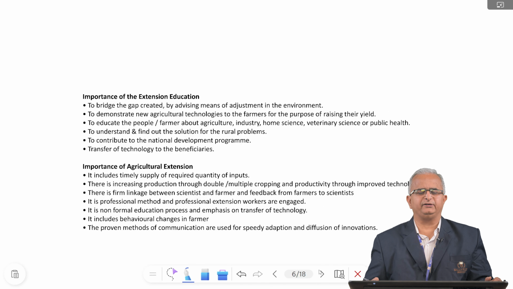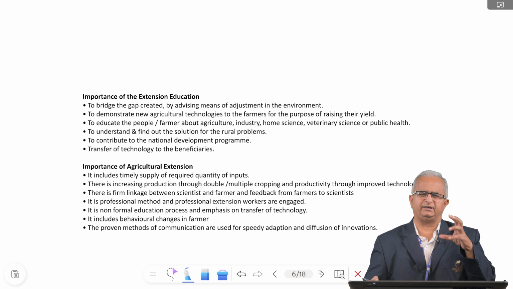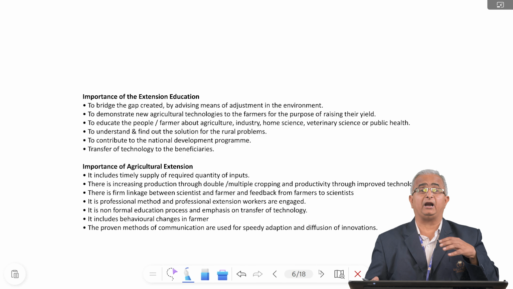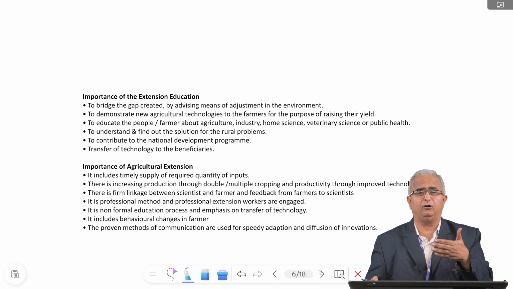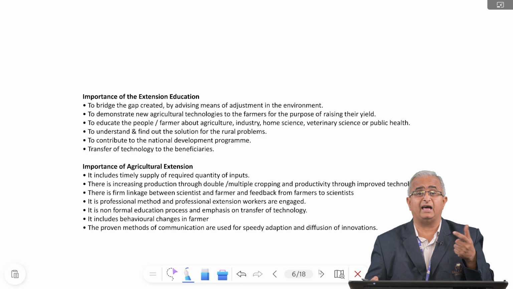And what is the importance of extension education? To bridge the gap by advising the means of adjustment in the environment and through demonstrations. New agricultural technologies we demonstrate to the farmers for the purpose of increasing their yields. Then to educate them. Extension is an educational activity. What is meant by education? It is a progressive process, making or bringing desirable changes in the behavior complex of the people, modifications in their behavior.